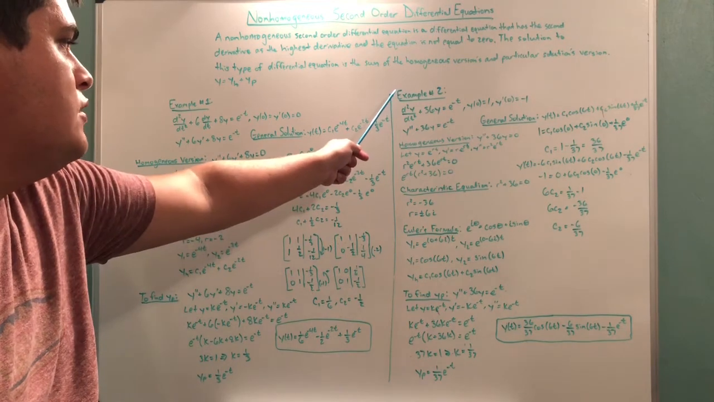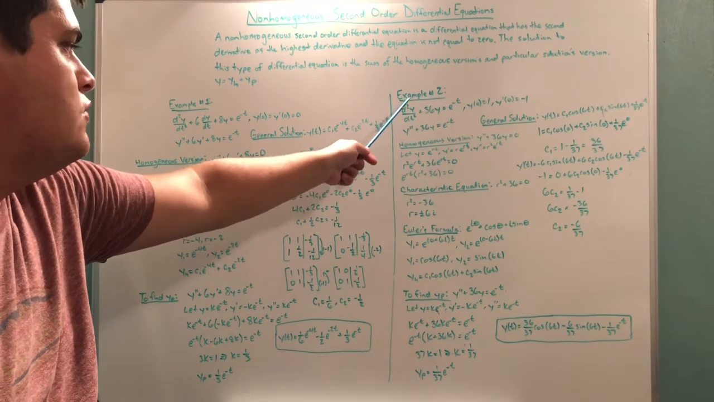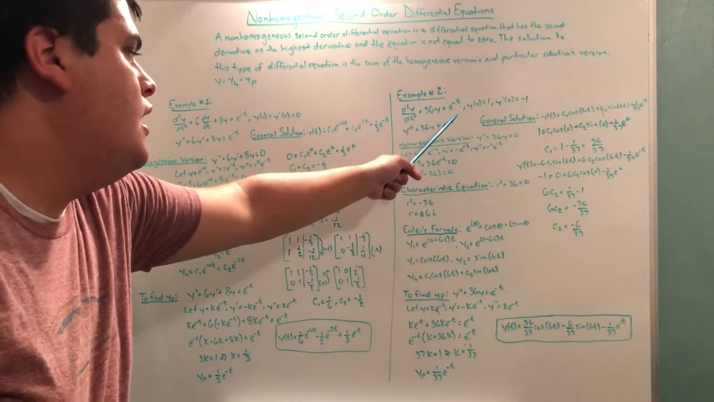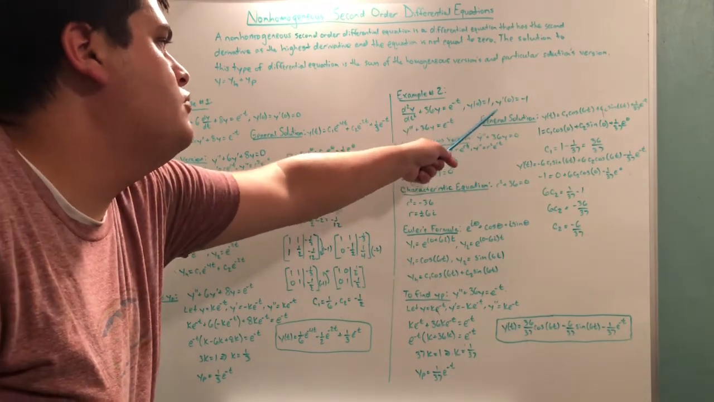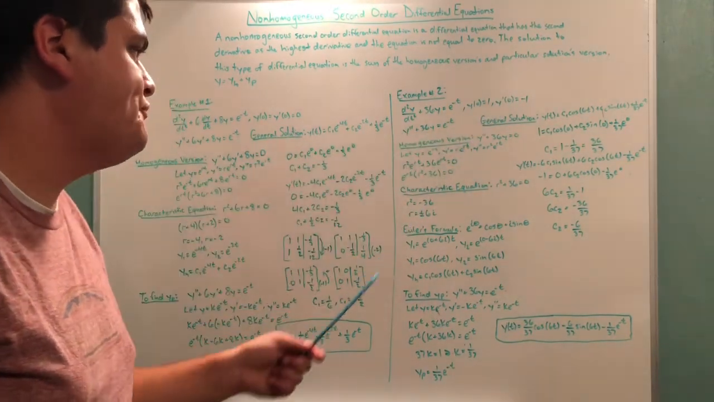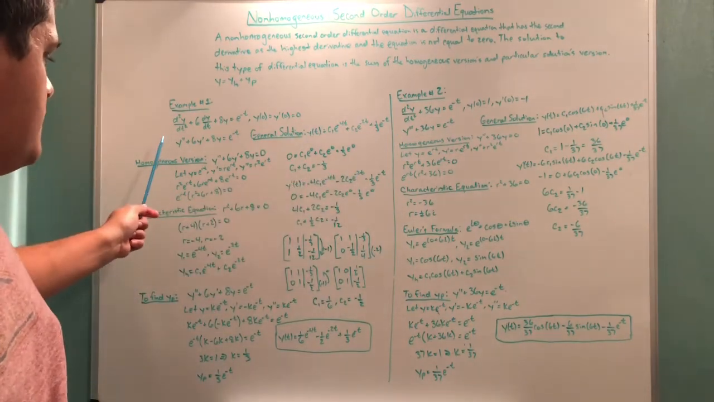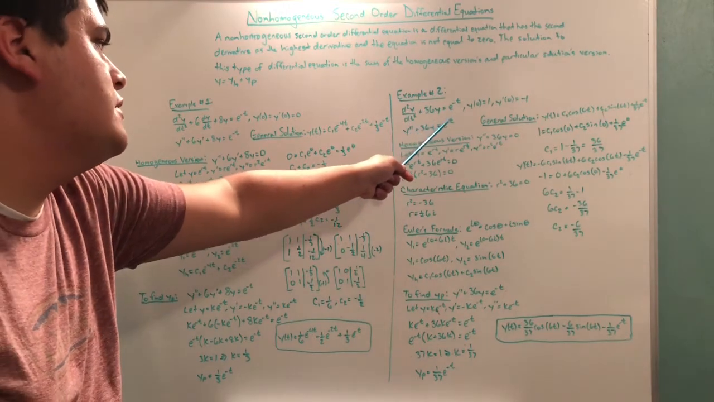For our second example, we have another second order differential equation. D squared y over dt squared plus 36y is equal to e to the minus t. However, we have different initial conditions. Y of 0 is equal to 1 and y prime of 0 is equal to negative 1. So we can rewrite in this form, very similar to this differential equation. Y double prime plus 36y is equal to e to the minus t.